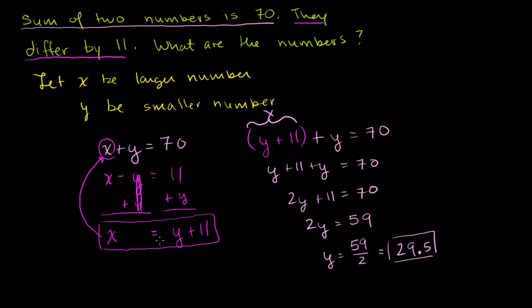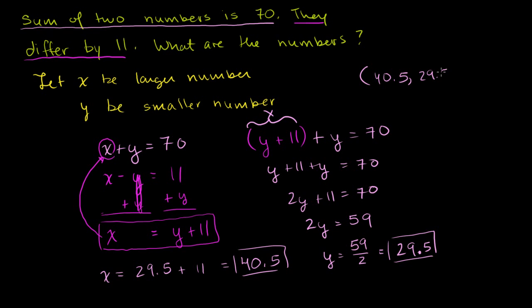Now, what is x going to be equal to? Well, we already figured out x is equal to y plus 11. So x is going to be equal to 29.5. That's what y is. We just figured that out. Plus 11, which is equal to, you add 10, you get 39.5. You add another 1, you get 40.5. And we're done. If you wanted to find the intersection of these two lines, it would intersect at the point 40.5, comma 29.5.